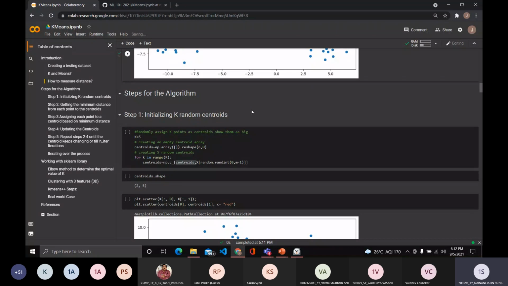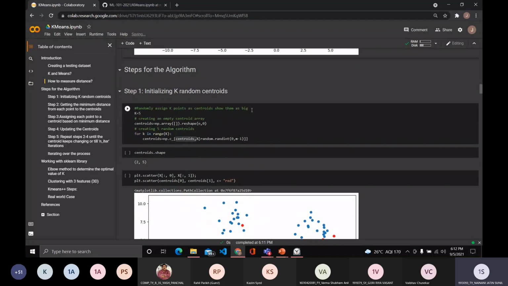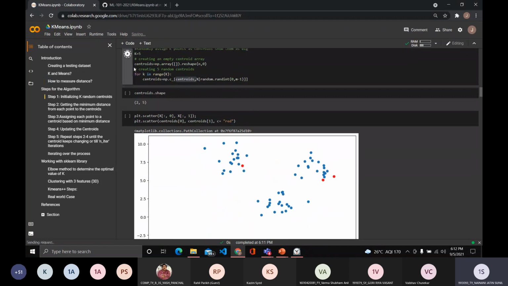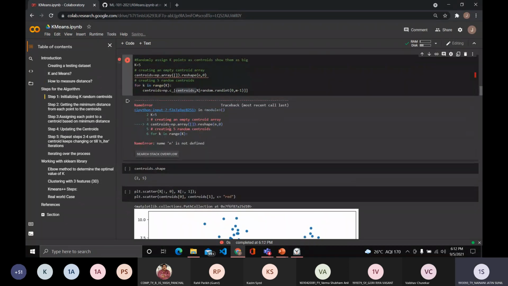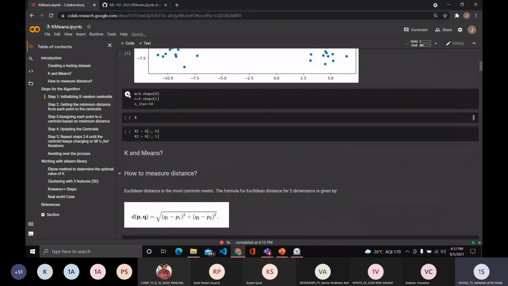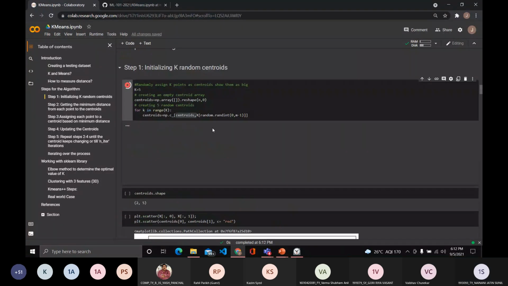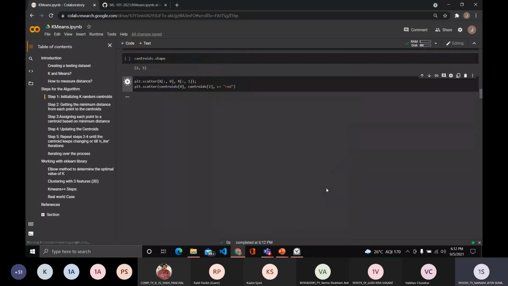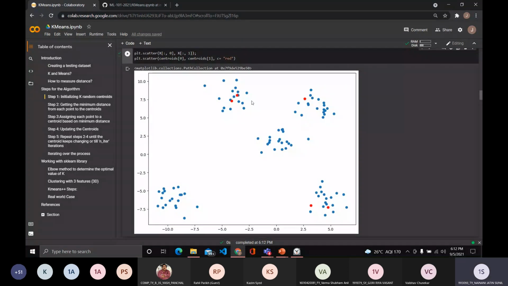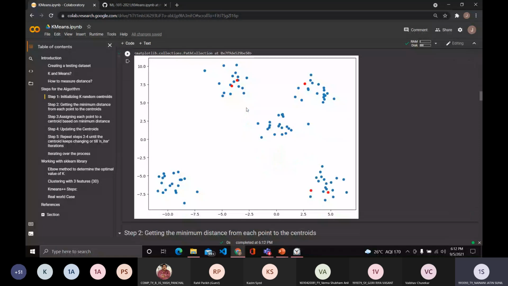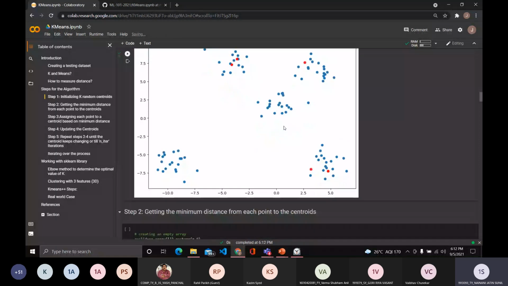So let's start with the steps for the algorithm. The first step is to initialize k random centroids. If I run this cell, oh yeah, I didn't define n. Make sure you define n. And I run this. You see, these red points are my random initial centroids, right? Right now, the centroids are too close to each other. That's why this is not an optimal initialization, but I'm going to work with this so that we can see how to improve it too. So these are my initial centroids, and we're going to be working with these ones.